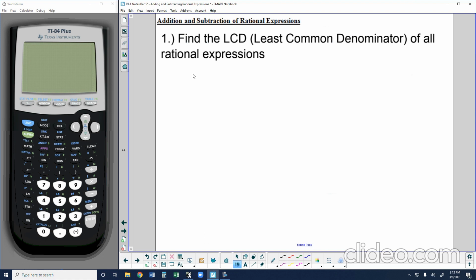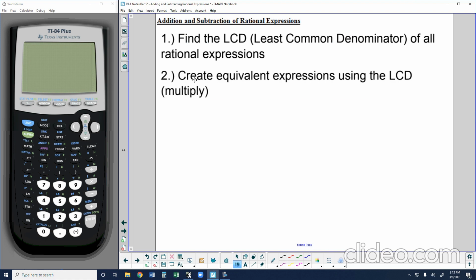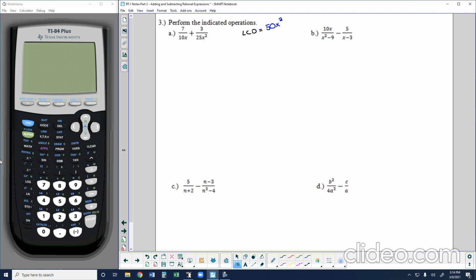Once I identify the LCD, I need to multiply the fractions to create equivalent expressions that have that value for the denominator. So if I need a 50x squared in the denominator for the fraction on the left, 7 over 10x, I'm going to multiply by 5x. 5 times 10 would give me 50. x times x gives me x squared. But I can't multiply only the denominator. I need to multiply the numerator by the same value. Essentially, I'm multiplying the fraction by 1. In doing so, I get the result of 35x over 50x squared.